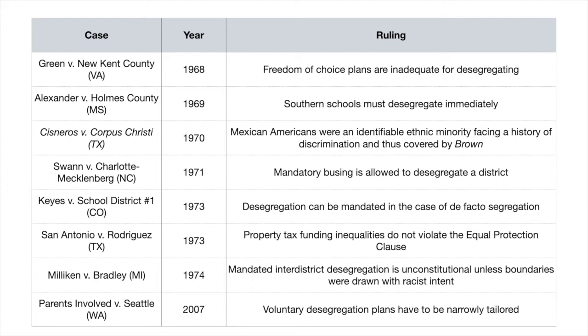And here the Supreme Court drew a line again, and they said no. Unless those town and school district boundaries were drawn with racist intent, we are not within our legal means to mandate desegregation across those boundaries. So unless there is racial intent, we're not going to intervene.